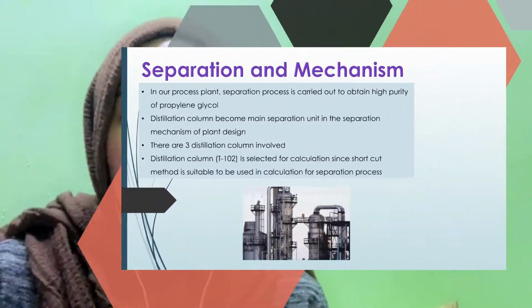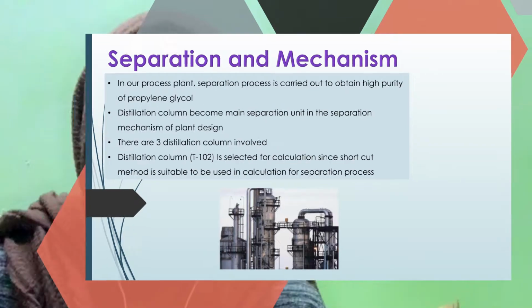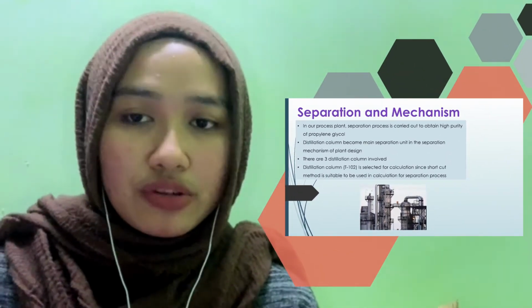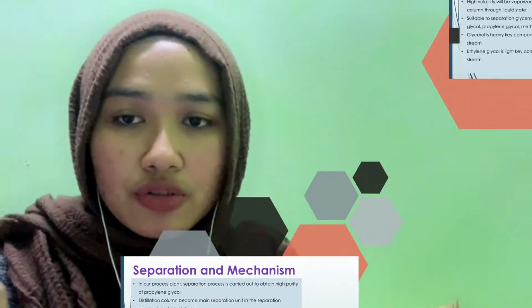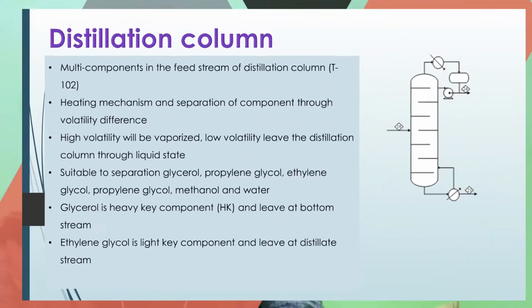The separation and mechanism. In our process plant, the separation process is carried out to obtain high purity propylene glycol. To achieve this, we need 3 distillation columns, and we choose distillation column number 2 to do our calculation. This is a brief introduction about our separation and the mechanism that we use, which is distillation column. Next, we go to our next slide, which is the distillation column.